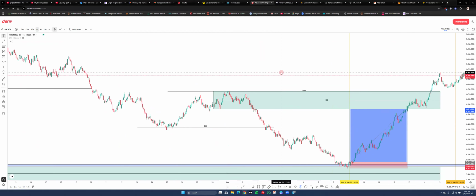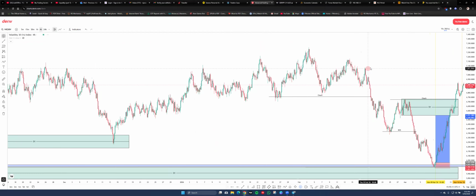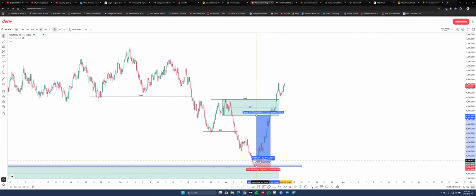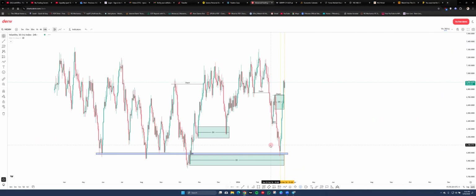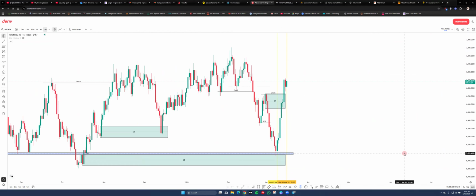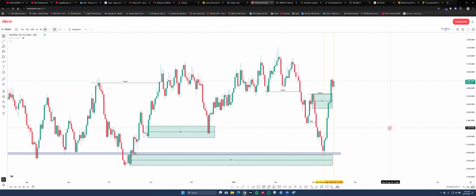I think I have a bias on this pair. I'll post my bias on this pair just so we know what I could be looking out for on this pair for this particular week. So just watch out and keep an eye out for this pair. I'm going to post my bias on this pair, what I think may happen this week. So let's keep an eye out.